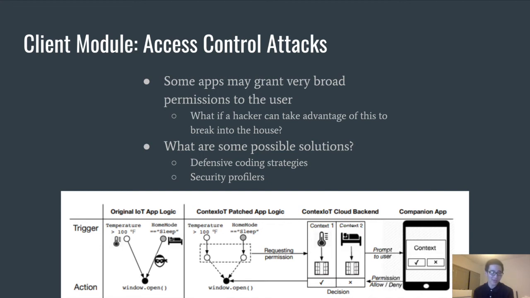So the hacker says, if the temperature is greater than 100 and you're sleeping, then open the window, because then he can rob your house. But if we patch that app using a security profiler, then every time the trigger happens, the security profiler is going to ask you whether or not you approve this action of opening the window, therefore preventing the robber from automatically getting the smart device to open the windows for him and rob your house.